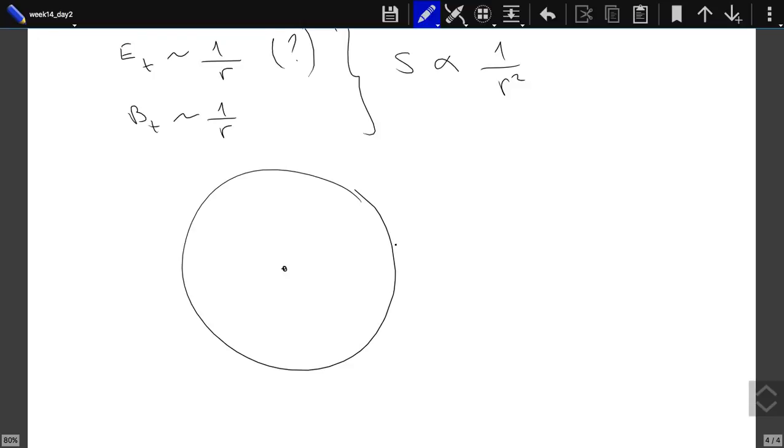Here is our accelerated charge. Here is a surface at a very far away distance. S dot dA over this surface in the limit as r goes to infinity. You see, in that limit, S goes to 0, but dA also goes to infinity. S goes as 1 over r squared, the area goes as r squared, so this will be a constant.